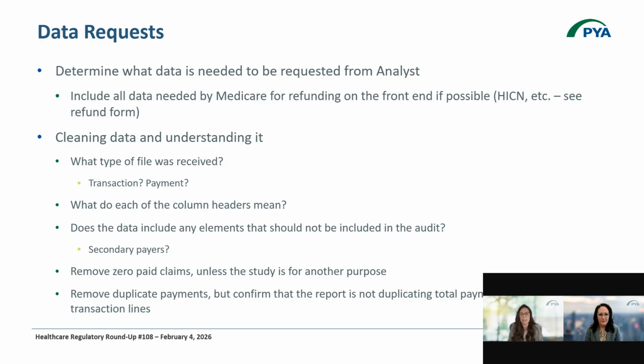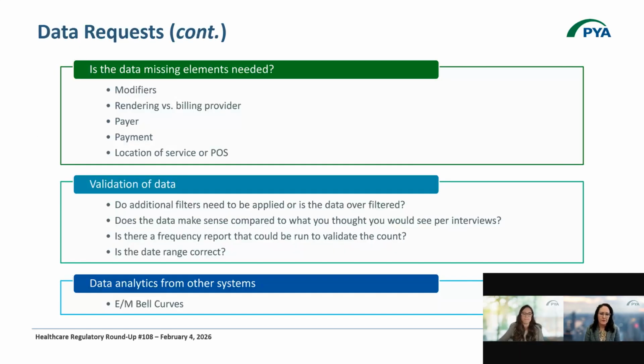So confirm the type of file received, verify what each column is indicating. Make sure you understand what each column is and what it's not. Start to vet what can be removed, such as secondary payers and so on, as the slide describes. Now, some practice management systems are going to have more robust data than others. That's fine. Work with what you have. But the key here is to know what you're doing with the data. So if you're unsure of anything at this point, you really want to confirm before proceeding.